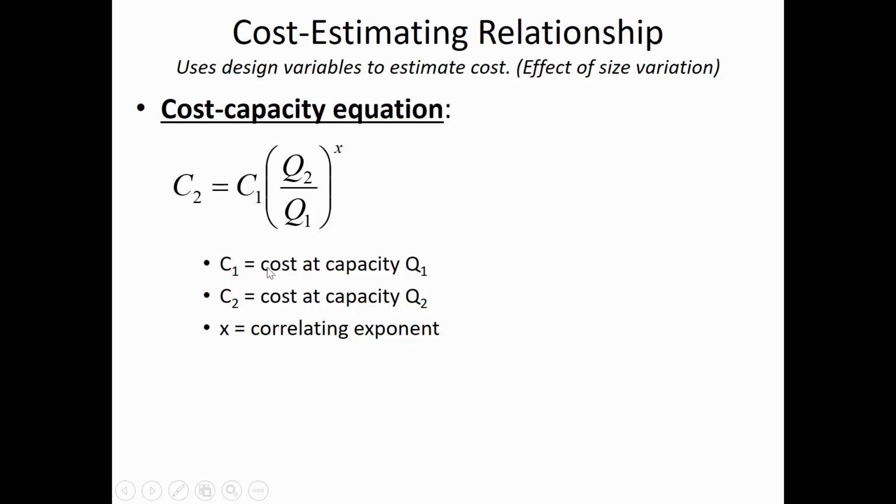The way it works is that you find the cost of some item at a certain capacity, and that's what we're going to assign the variable Q1. It could be related to the square footage of a certain thing. It could be related to the weight. It could be related to whatever parameter you use to describe the size or the amount of something that's going to be purchased. And then you also are trying to, with this equation, predict the likely cost of some item at a different amount, so at a different capacity.